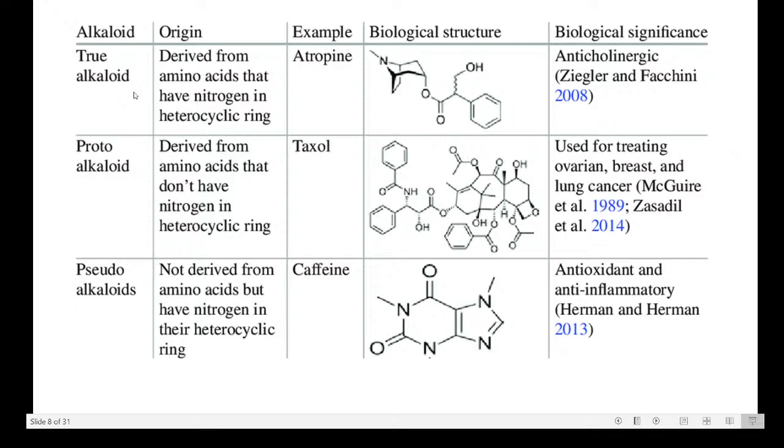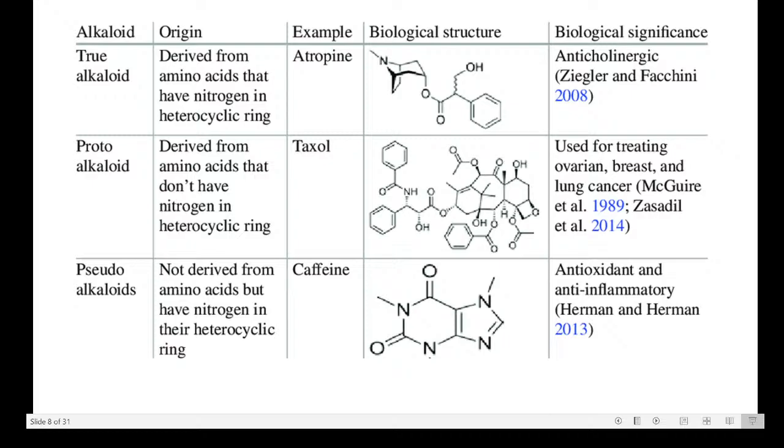I mentioned true alkaloid, nothing but free alkaloid. Alkaloids are derived from the amino acids that have the nitrogen in the heterocyclic ring. This is a very important thing, that true alkaloids are derived from the amino acids that have the nitrogen in the heterocyclic ring. For example, atropine, I mentioned. And protoalkaloids are derived from the amino acid, but don't have nitrogen in the heterocyclic ring. This is the difference, okay?